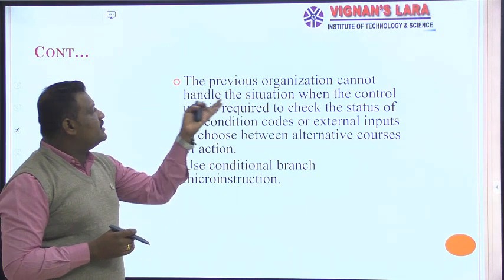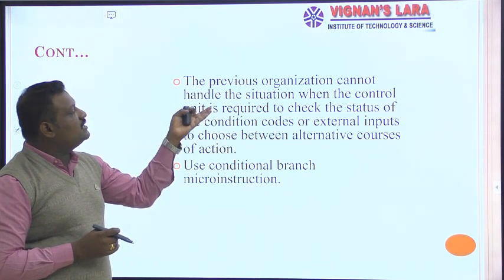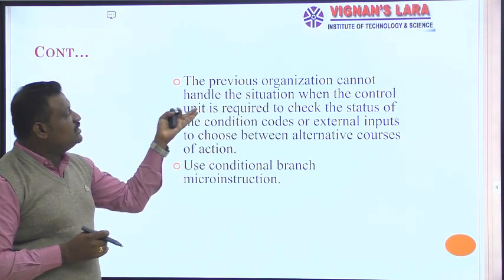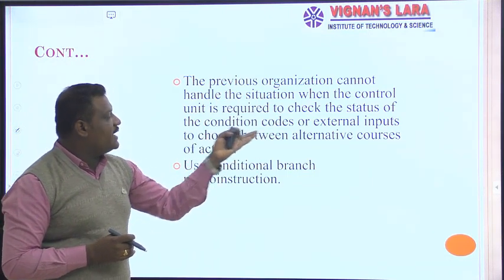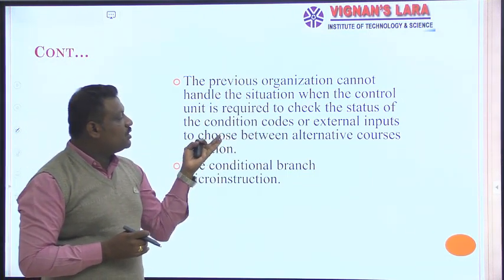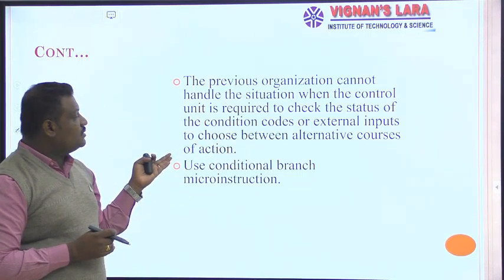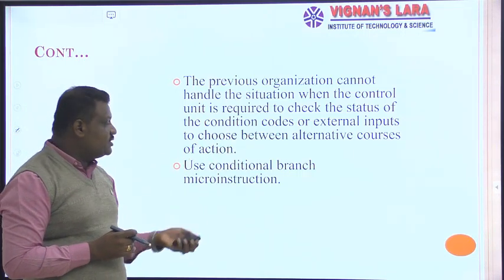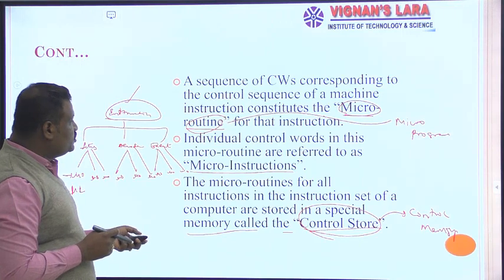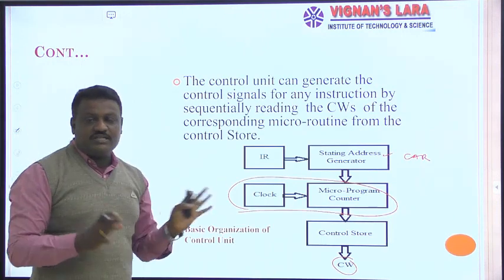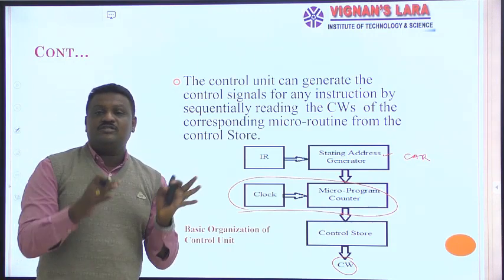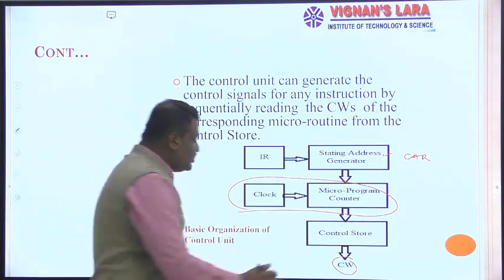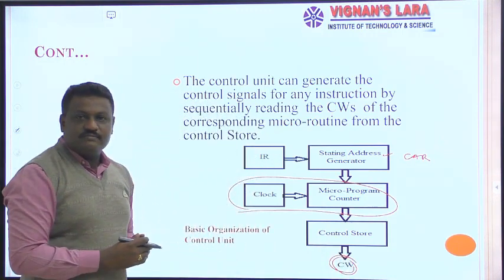The previous organization cannot handle the situation when the control unit is required to check the status of condition codes or external inputs to choose between alternate courses of action. That means in the basic structure I used, I am not considering condition codes or external inputs in the generation of these control signals.